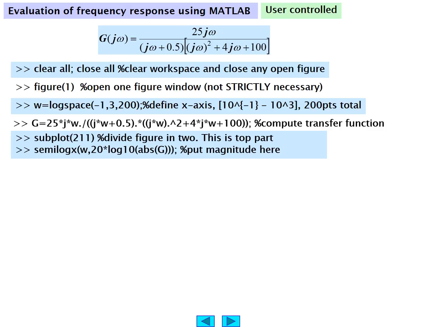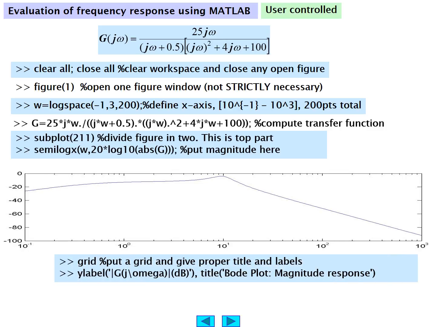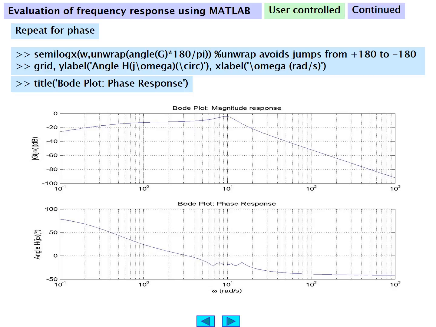We can then subplot, divide the figure in two for the top part, and do semilog and put the magnitude there. That's how we can get the magnitude and phase plots. So here we get the magnitude plot. This allows us to not form the polynomial, but just analyze the frequency response directly in MATLAB. And then we can put a grid on if we want with proper titles and labels, Bode plot, magnitude response, for example, which we can do, and basically make it look a little bit nicer. We can repeat then for the phase, Bode plot phase response, and the end results for the two figures then look like this.